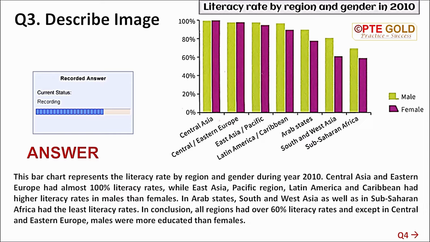In conclusion, all regions had over 60% literacy rates and except in Central and Eastern Europe, males were more educated than females.